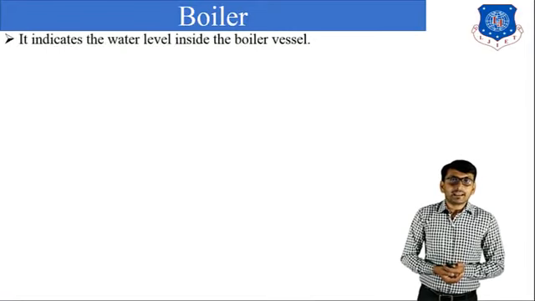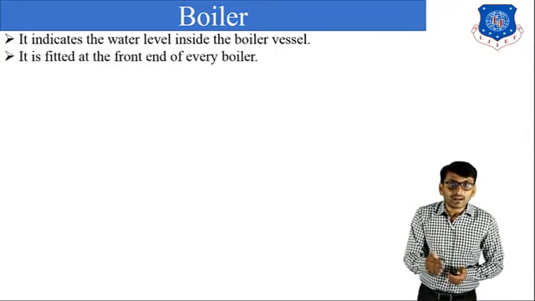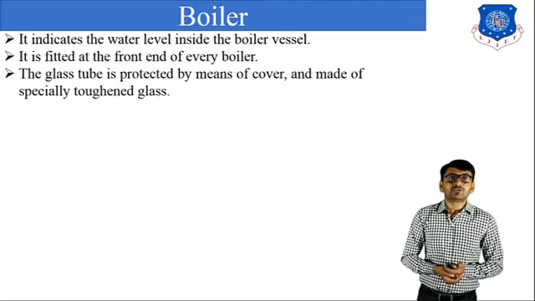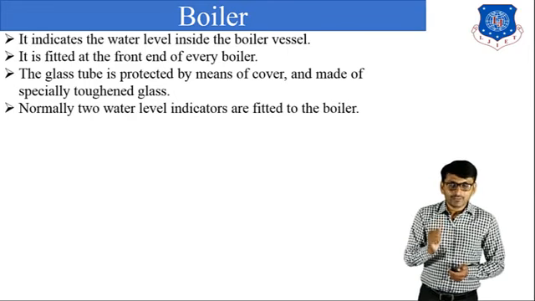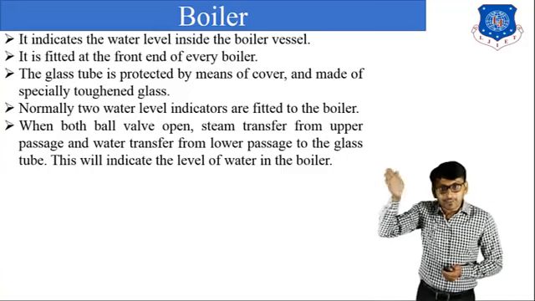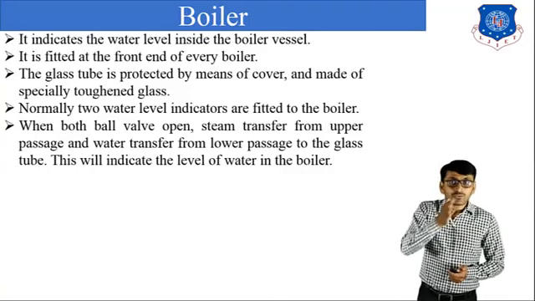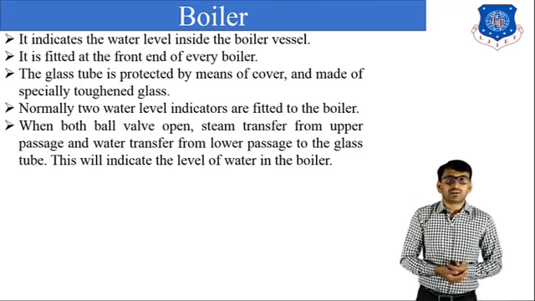So it indicates the water level inside the boiler vessel. It is fitted at the front end of every boiler. Then the glass tube is protected by means of a cover and made of special tough glass. Then normally two water level indicators are fitted to the boiler. When both valves are open, steam transfers from the upper passage, because at the upper side there is steam and at the lower side there is water. So from the upper passage steam transfers, and from the lower passage water transfers.